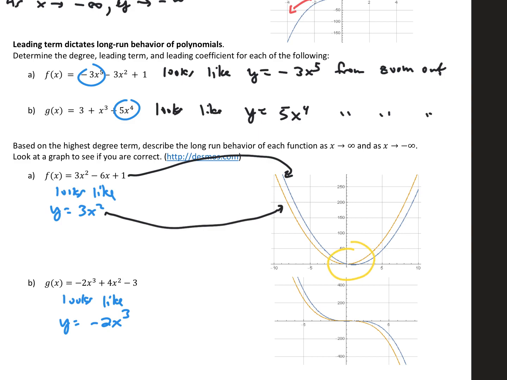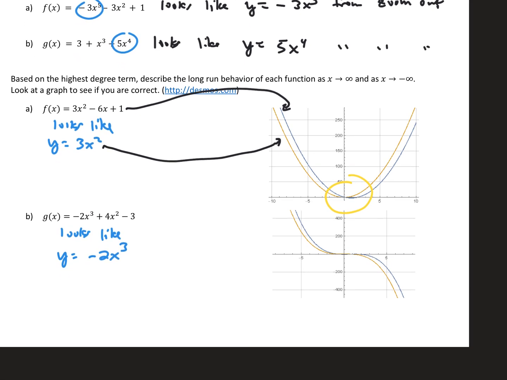The two graphs really don't look the same in that middle area, and we don't expect them to. Same in here. So these middle areas, the graphs do not look the same, but out here at the ends, the graphs are going in the same direction. In fact, they're very close to each other as they go out. And so that's what we mean when we say these things look like their highest degree term.